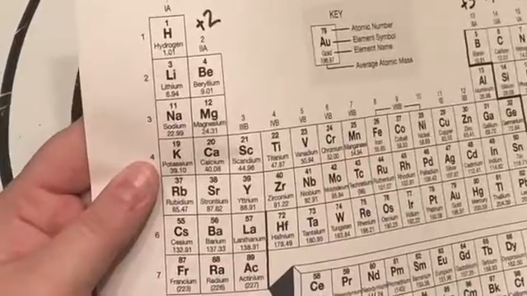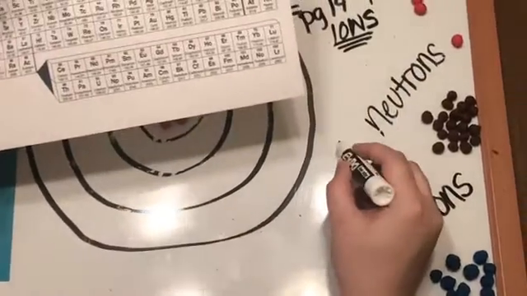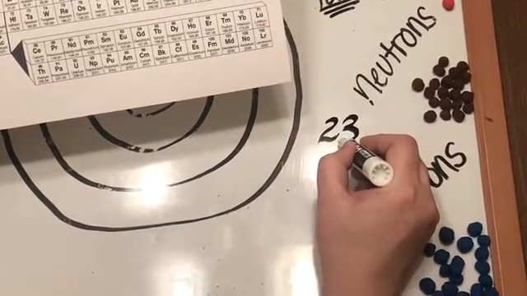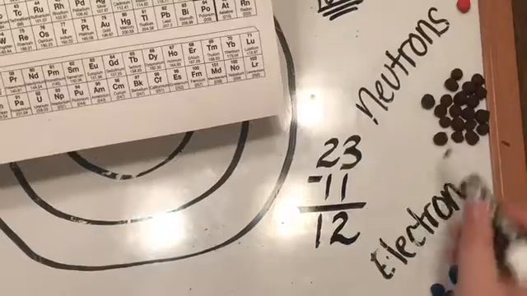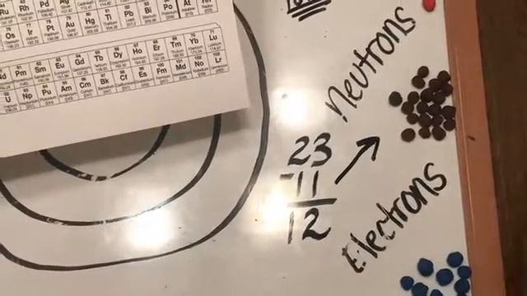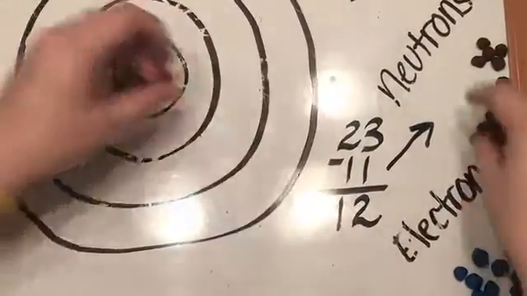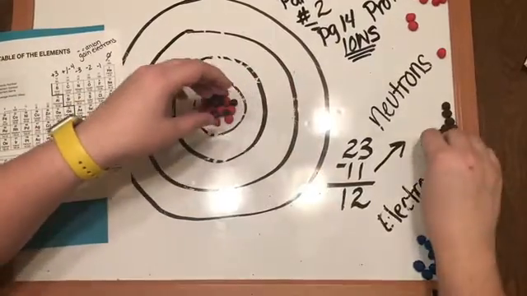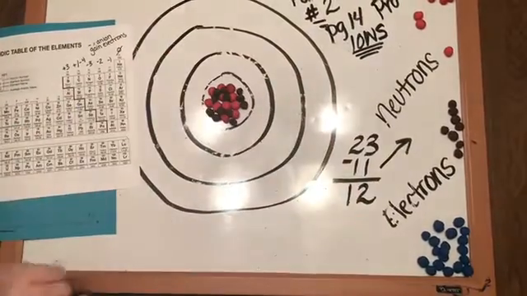Okay? Now, our atomic mass is 23. I'm going to round up here because that's normally what we see. If you use 22, it's not going to be that big of a difference, but I'm going to round up here. So I need to find my number of neutrons. We take our atomic mass, which is 23, and subtract 11. This means that I have 12 neutrons. So I'm going to take 12 of my brown dots and put them in the center. 1, 2, 3, 4, 5, 6, 7, 8, 9, 10, 11, 12. So there we go.